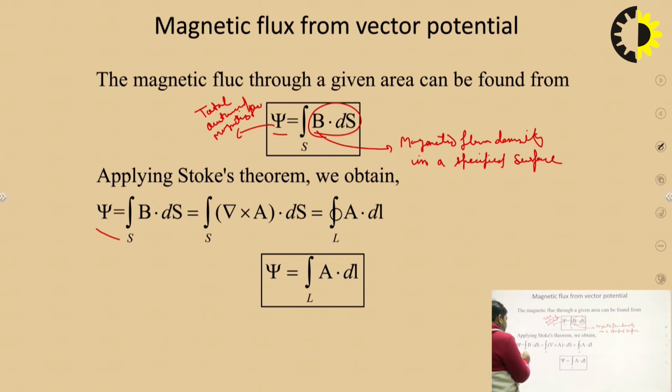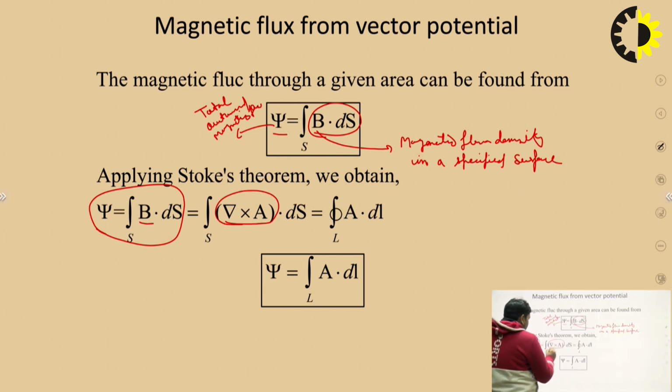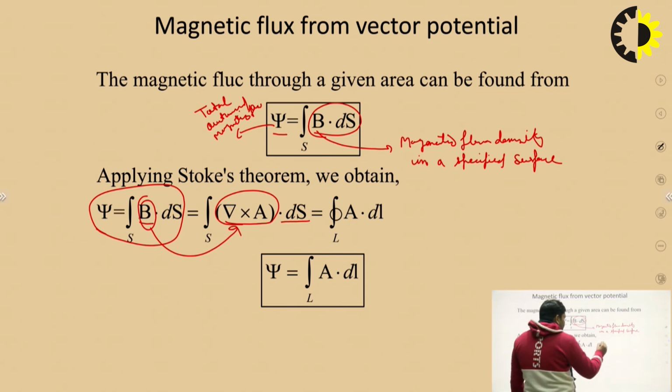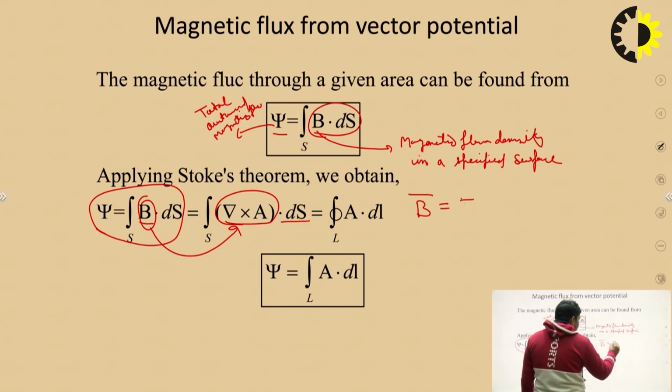By using the theorem psi is equal to the integral of B dot ds, if we put B is equal to del cross A, this equation is converted into the integral of del cross A dot ds. So we put B is equal to del cross A. That means the magnetic flux density is equal to del cross A.